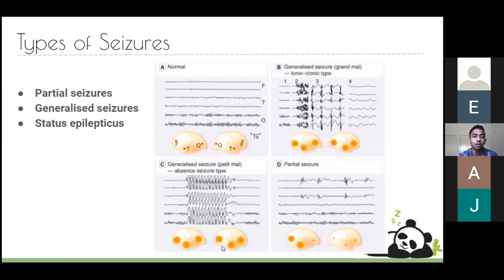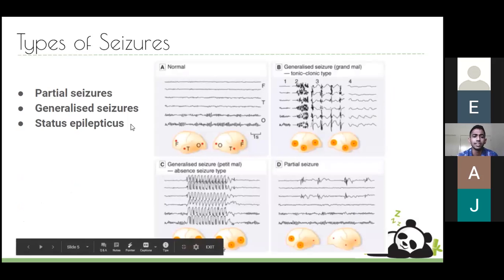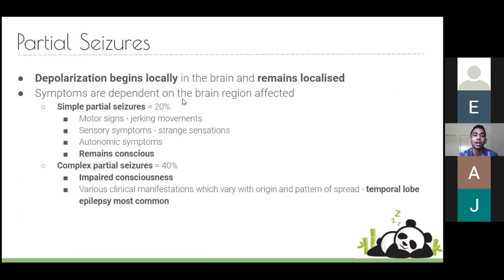So we'll think about what types of seizures we have. There's three big categories we can put them in. We've got partial, we've got generalized, and we've got status epilepticus. So we'll start with partial. So partial is where all those abnormal neurons that were firing that I was talking about, they're going to start in one place of the brain, and they're only going to stay in that one place of the brain. They're not going to go anywhere else.